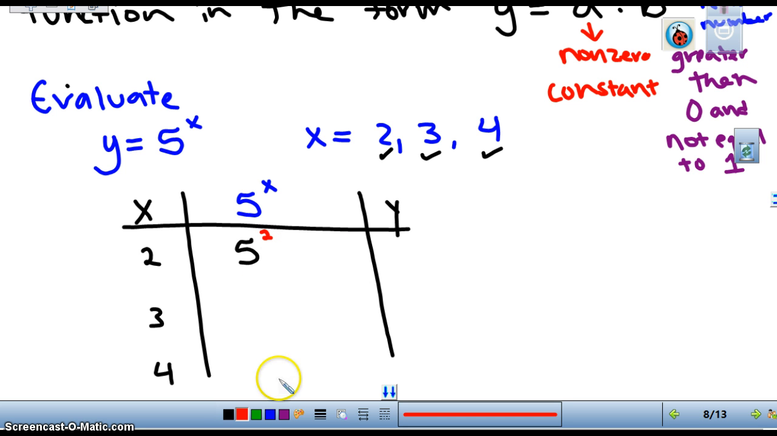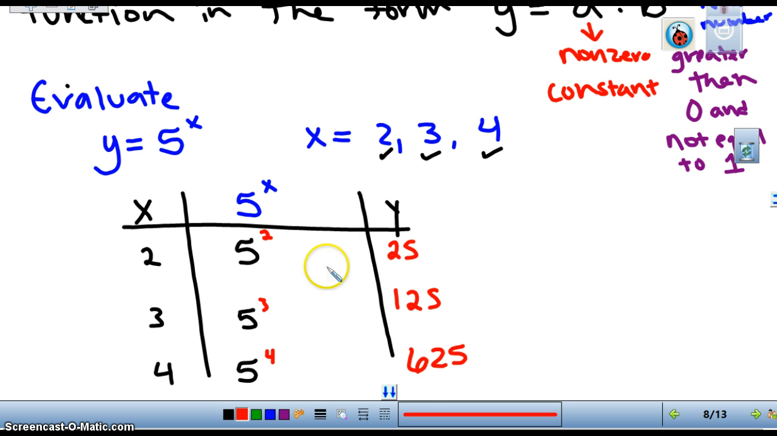So what's 5 squared equal to? 25. So then we can say 5 cubed, which equals 125. And then we substitute 4 for the exponent: 625.